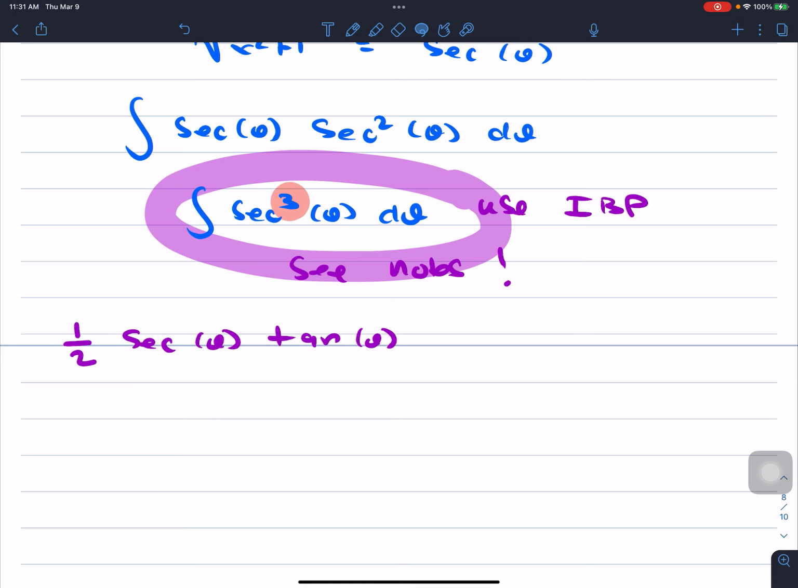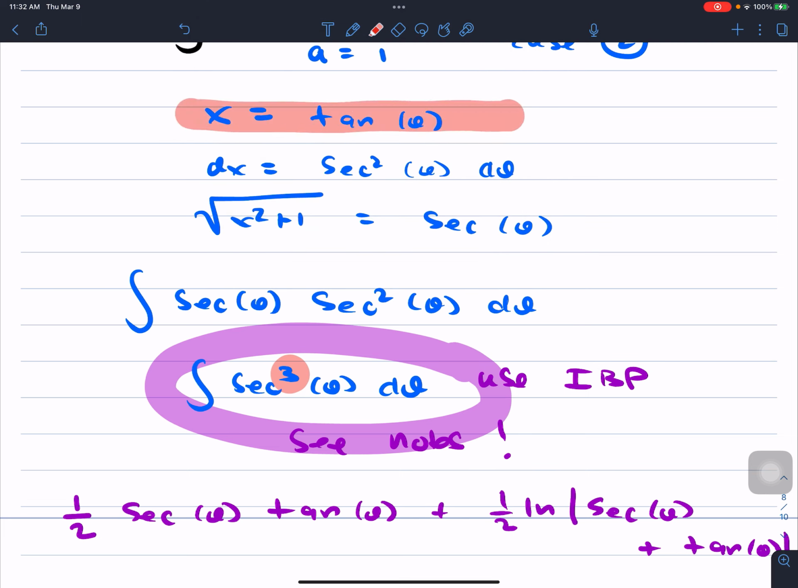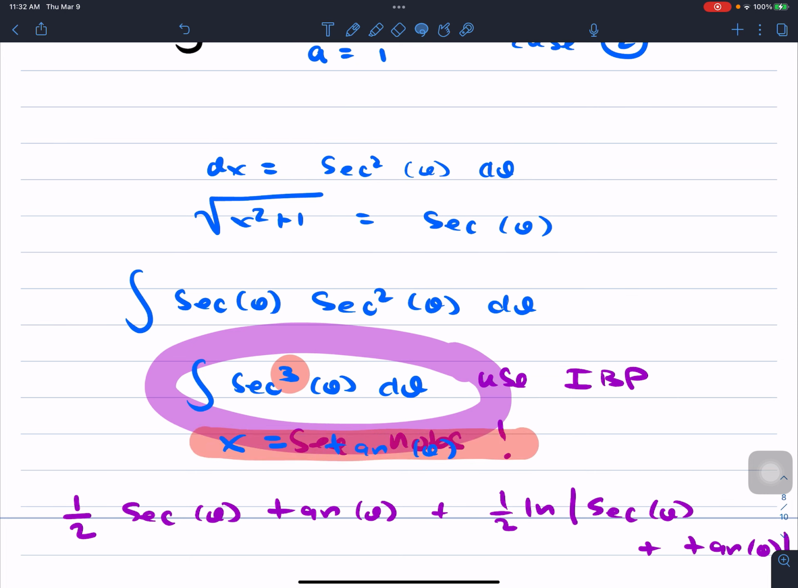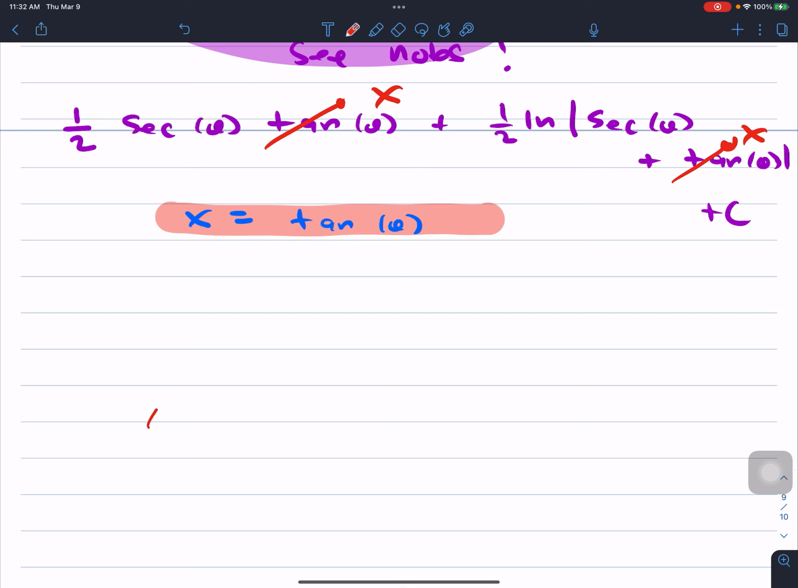And then that was plus what? 1/2 natural log. Absolute value of what? Is it secant theta plus tangent theta? Okay. There you go. But we go, okay, I integrated that. But what's the deal? X is tangent theta, ladies and gentlemen. So you're going to have to use that fact that x is tangent theta. So that means this portion here is x. That means this portion is x. We need to know what secant theta is.